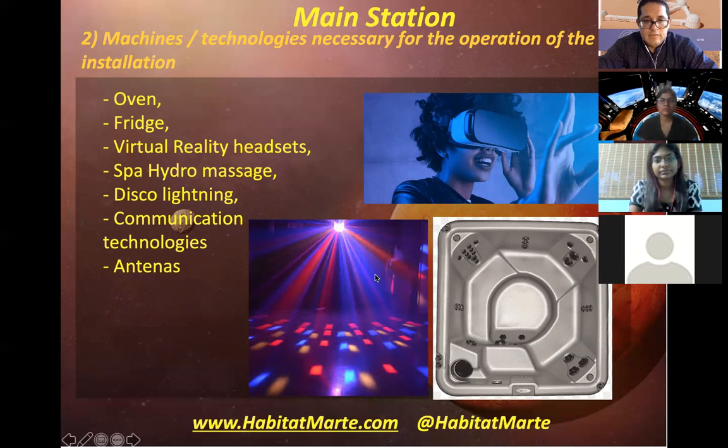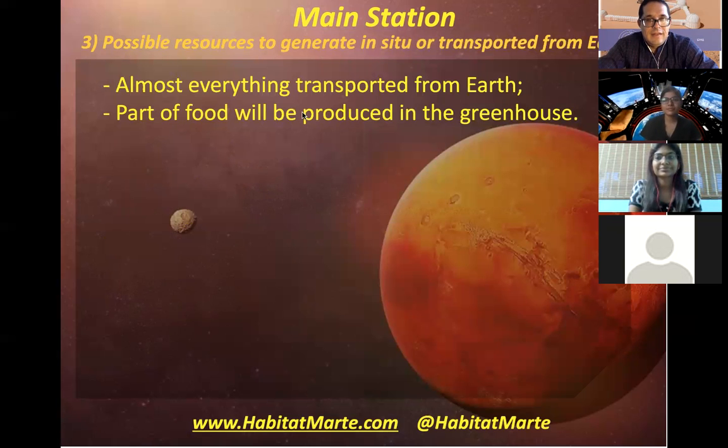And then in the beta model, okay, it would be important to have some recreational activities like parties, okay, sometimes, so the mission based on Mars is not boring. And then in terms of the discussions related to the materials to be produced on Mars and also transported from Earth, we imagine that almost everything will be transported from Earth, okay? But part of the food will be produced in the greenhouse.